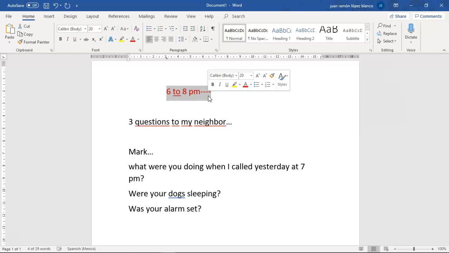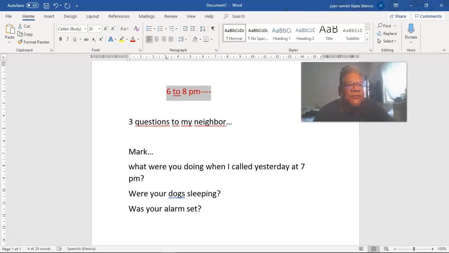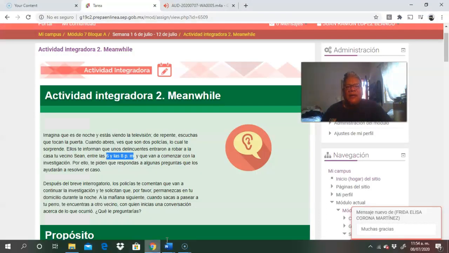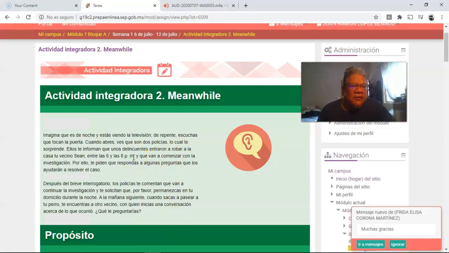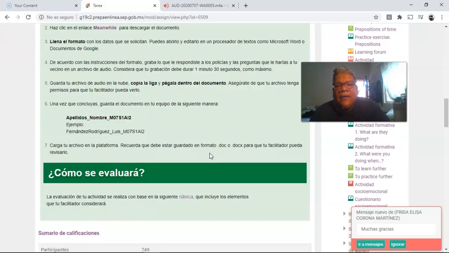Remember, the continuous tense, being present or past, brings the idea that you have to put the situations into a specific period of time. And that's why the instruction gave you this important thing: between 6 and 8 p.m. The other thing is, according to your instructions of the format, you have to remember the present continuous in your questions and in your sentences.